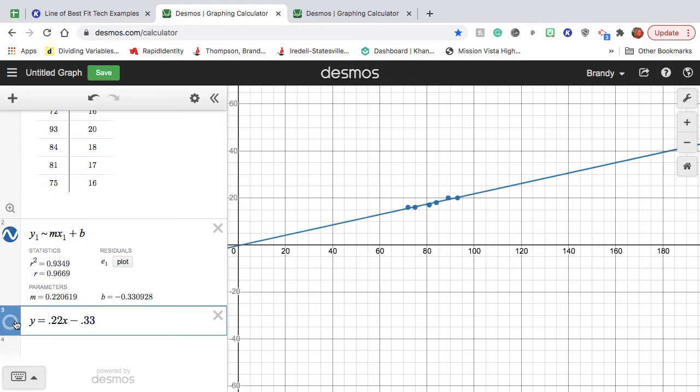If I click that away and back, you can see it's exactly the same line. So now this is my line of best fit. Didn't have to do a whole lot of work for that, and it found it for me. Now I'm going to use it to predict what will happen.